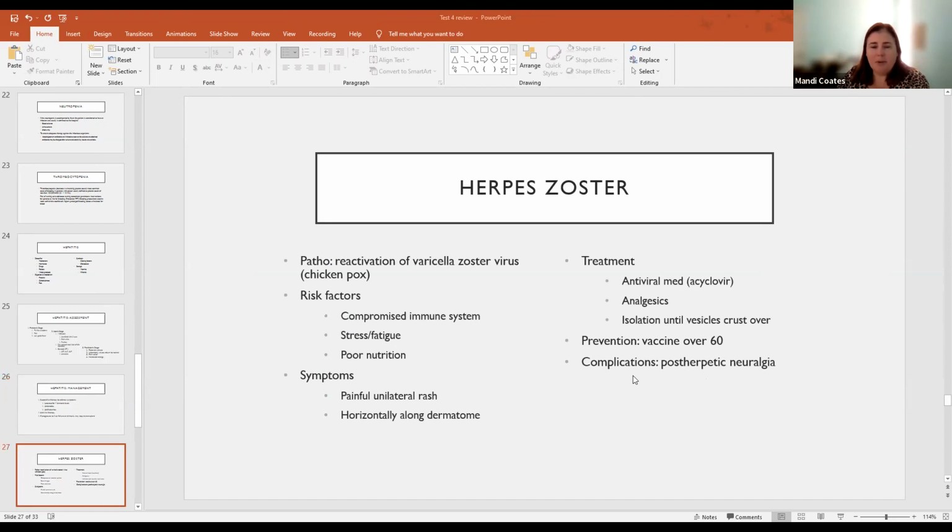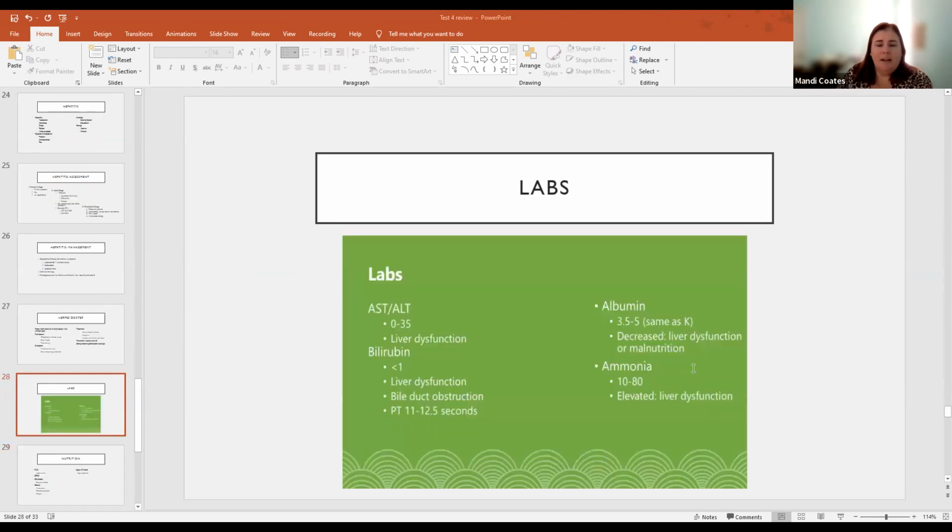Herpes zoster, I think pretty much everybody's got that down. That's pretty much shingles. How are we going to treat it? How do you know it's shingles and that kind of thing? For liver, know these labs.